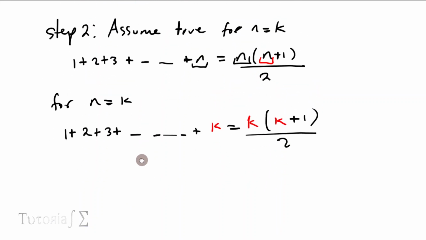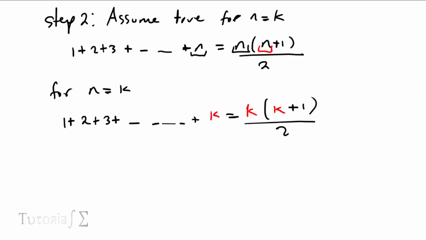And now step 3, this is where we have to show that the statement is true for n equals k plus 1. Step 3: show true for n equals k plus 1. And always step 3 works hand in hand with step 2. So step 3 will make use of step 2 at some point. So you have to be very, very cautious of that, and you have to remember that always.